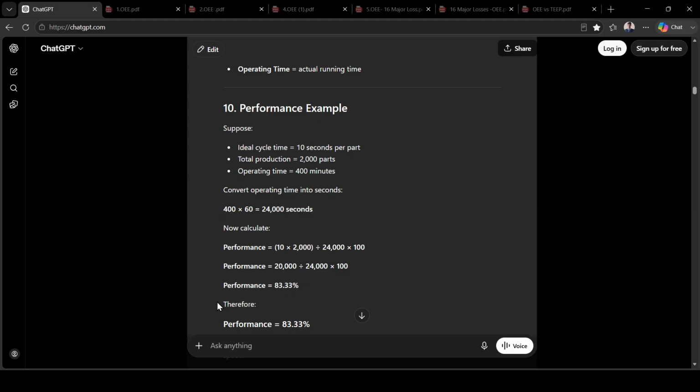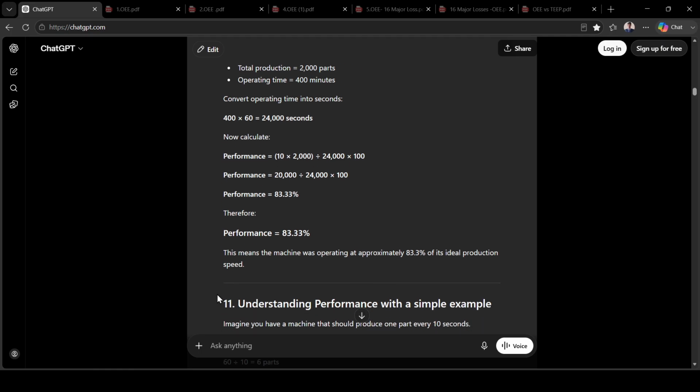Performance equals 10, the ideal cycle time, times 2000, the total production, divided by 24,000, times 100. The performance equals 20,000 divided by 24,000 times 100. So performance equals 83.33 percent. This means the machine was operating at approximately 83.3 percent of its ideal production speed.